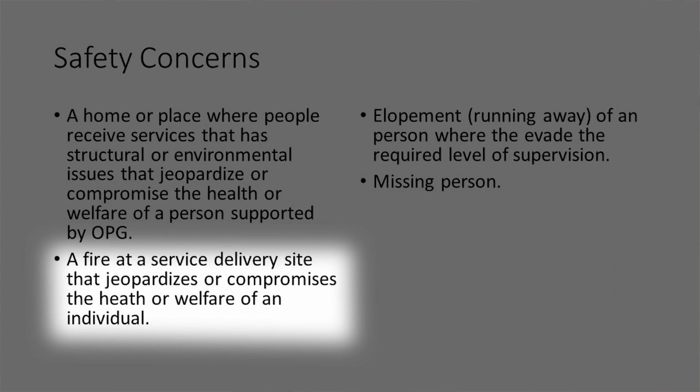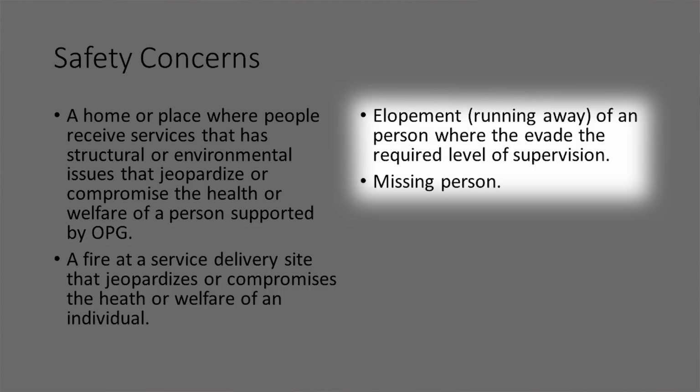Any incident of elopement or running away, especially if they're evading that required level of supervision found in their individualized support plan, must be reported. And then if a person is a missing person, then you have to report it through the internal incident report form, but you must also immediately call 911 and describe to the police officer who the person is, and please tell the police officer that the person has a disability, because they have specialized training for helping people with disabilities in those situations.